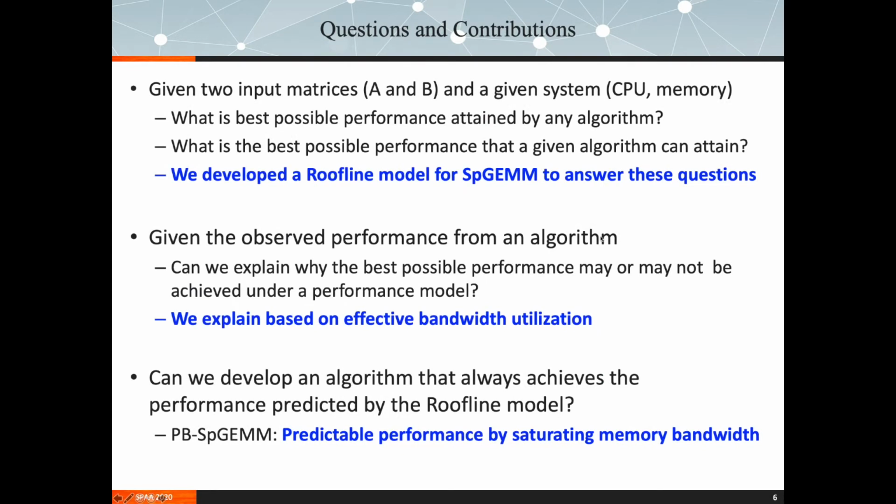Our work is primarily answering a few questions. First, given two input matrices, A and B, and given a system, what is the best performance attained by any algorithm? What is the best possible performance that a given algorithm can attain? Second, given the observed performance from an algorithm, can we explain why the best possible performance may or may not be achieved under a performance model? Finally, can we develop an algorithm that always achieves the performance predicted by the Roofline model?